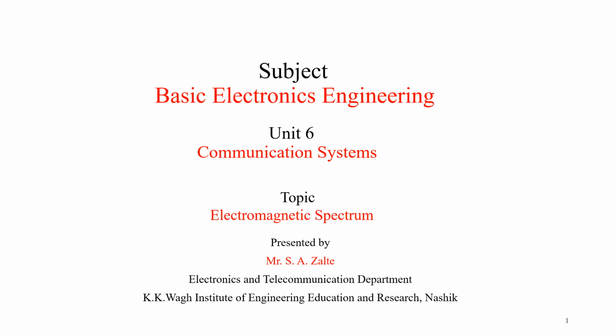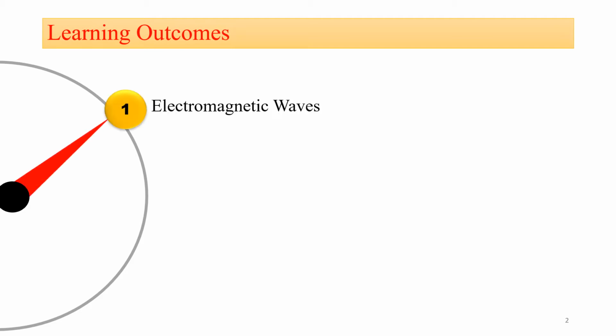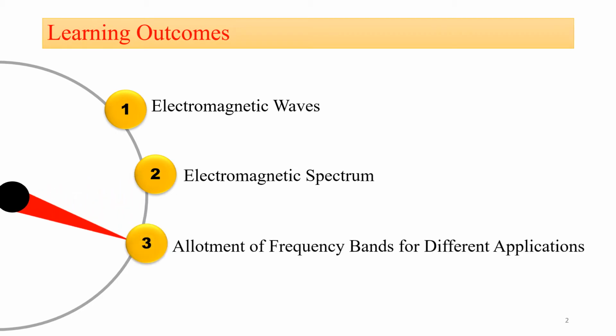Hello friends, in this lecture we will cover the next part of our communication system, that is the electromagnetic spectrum, or it is also called the IEEE frequency spectrum. Now the learning outcomes. After studying this topic, the student will be able to understand first what electromagnetic waves are, then the electromagnetic spectrum, and the allotment of frequency bands for the different applications.